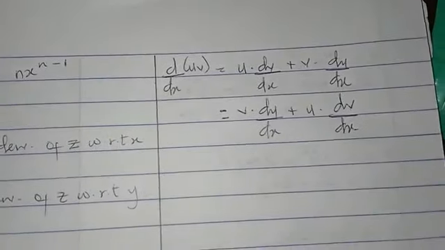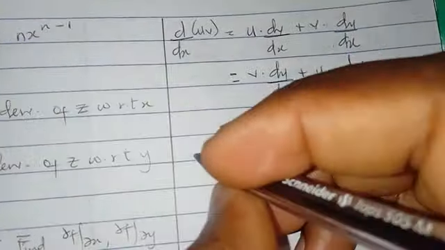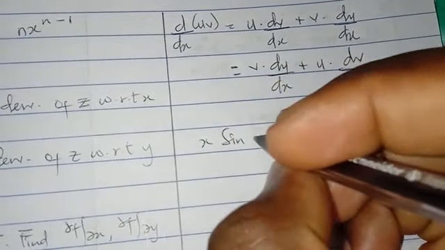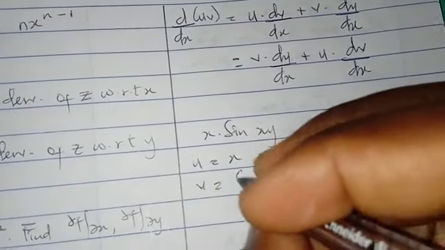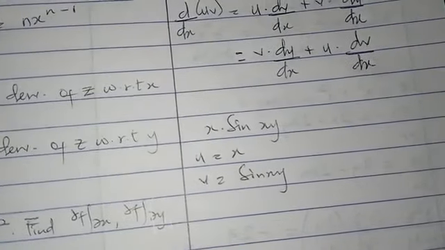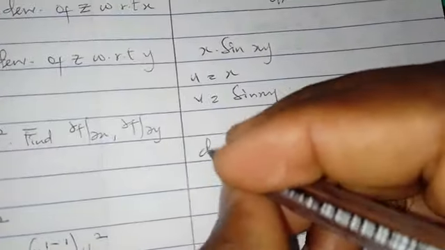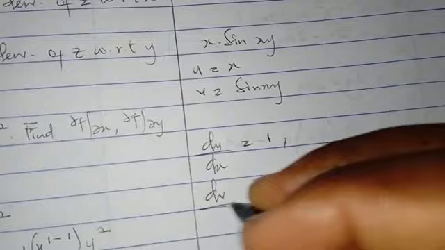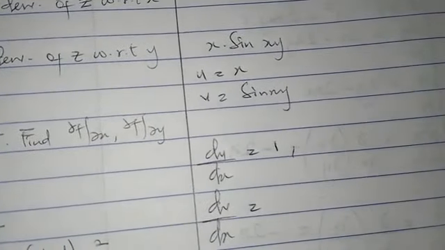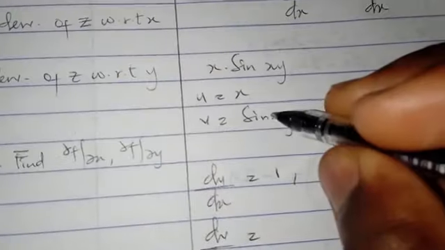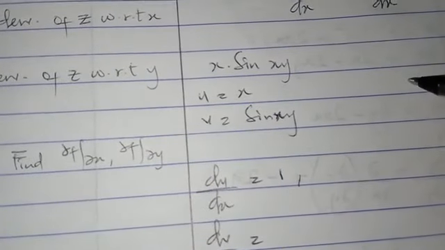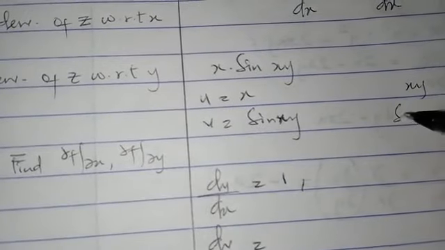Now this thing here is x sine xy. I don't know, I guess I will solve this while recording. You have x sine xy. We say let u be equal to x, let v be equal to sine xy. du over dx is equal to 1. dv over dx is equal to, you're having a function of a function. The independent variable is xy, the dependent variable is sine.